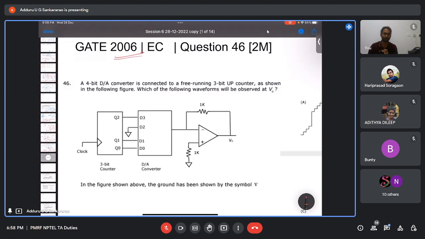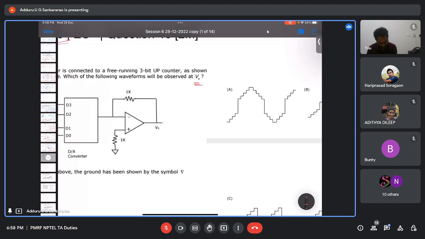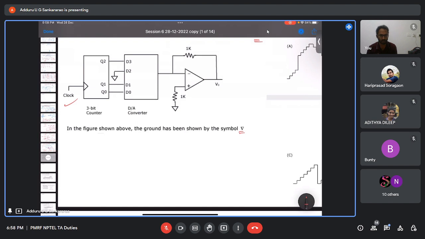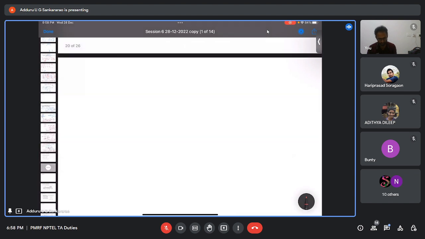You can see a 4-bit DAC, D to A converter, is given, connected to a free running 3-bit up counter. Free running 3-bit up counter means what? Up counter, you know, right? Free running means clock pulses continuously come and the counter value increases. As shown in the following figure, which one of the following waveforms will be observed at V naught? Let us say delta T represents the ground. Fine. So DAC you know, counter you know, right? Hope you know the basics behind this. So quickly I'll solve this.